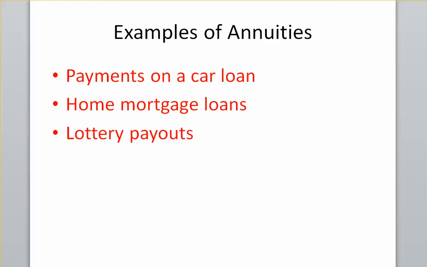Lottery payouts. For instance, let's say you win the $1 million lottery. You don't get $1 million today. You can elect to receive $50,000 a year for 20 years, or you can receive a smaller lump sum payout, say $600,000 or $700,000. That would be the present value of the annuity. Also, we consider retirement saving plans, where we set aside an equal amount from each paycheck. That would be considered an annuity.